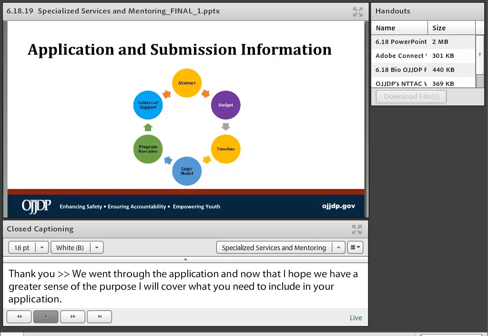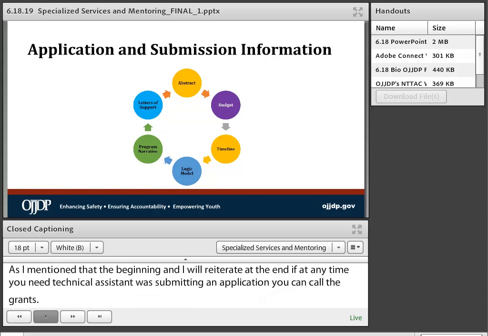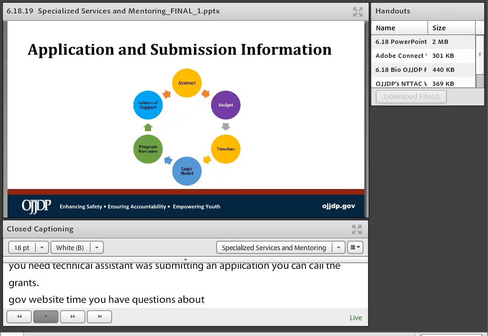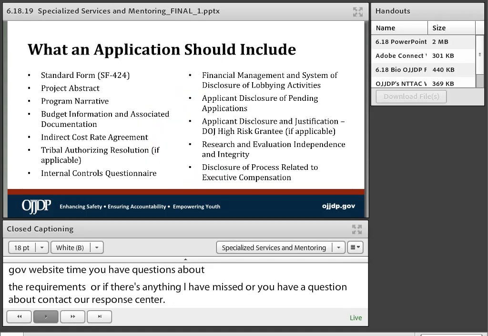And if at any time you have questions about the requirements, if I didn't cover them, if there's anything that I've missed or that as you're going through it you have a question about that doesn't quite make sense, you can contact our response center. The staff here are fantastic, and they're standing by to answer all of your questions. And again, it's listed on page 2 of the solicitation and will be at the end of this webinar.